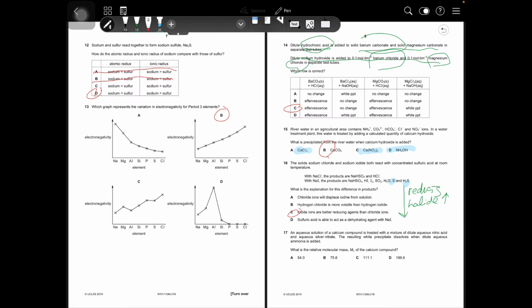An aqueous solution of a calcium compound is treated with a mixture of dilute aqueous nitric acid and also aqueous silver nitrate. So from this statement, we know that this is a reaction to identify the type of halogen or the type of halide present. So from the reaction, the white precipitate dissolves in aqueous ammonia. That means the calcium compound must contain chloride ion, which consequently we have identified that this calcium compound is calcium chloride, CaCl2. So now we just need to identify the molar mass of the calcium chloride. So you may refer to your periodic table, and from there we identify that it has 111.1 gram per mole.